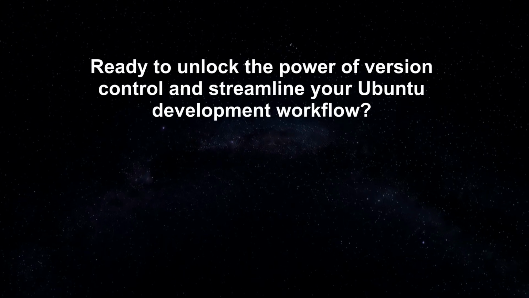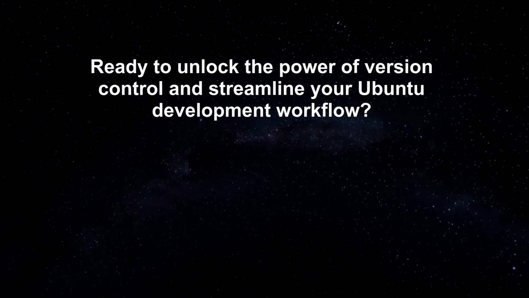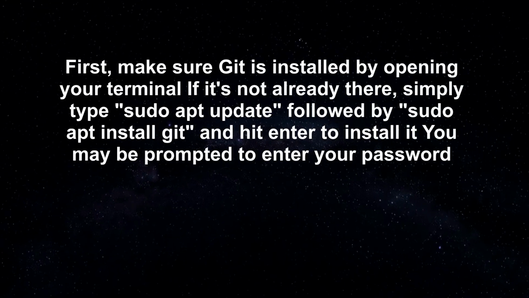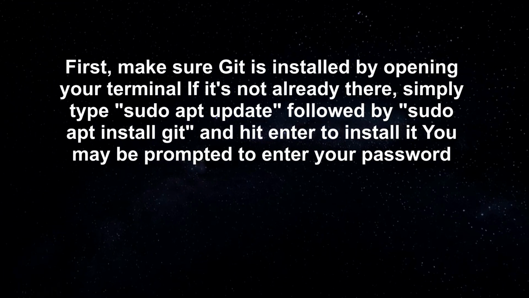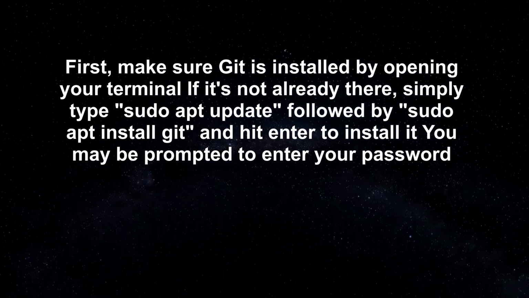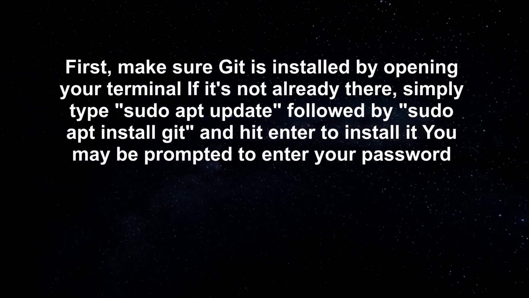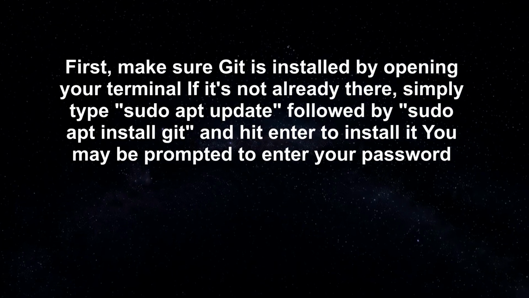Ready to unlock the power of version control and streamline your Ubuntu development workflow? First, make sure Git is installed by opening your terminal if it's not already there. Simply type sudo apt update followed by sudo apt install git and hit enter to install it. You may be prompted to enter your password.